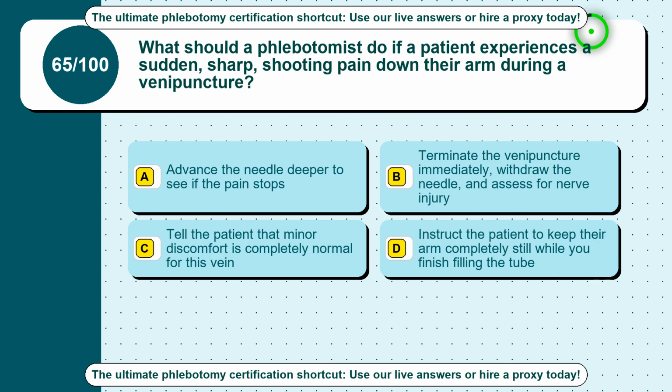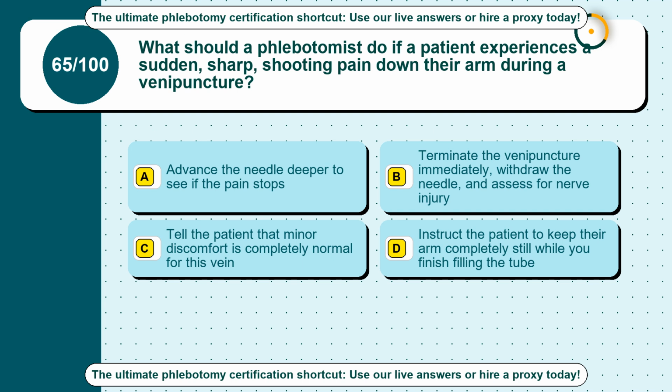Question 65. What should a phlebotomist do if a patient experiences a sudden, sharp, shooting pain down their arm during a venipuncture? Option A, advance the needle deeper to see if the pain stops. Option B, terminate the venipuncture immediately, withdraw the needle, and assess for nerve injury.